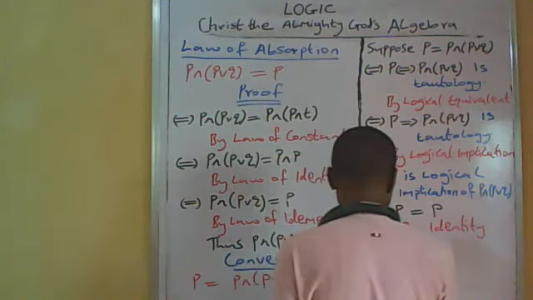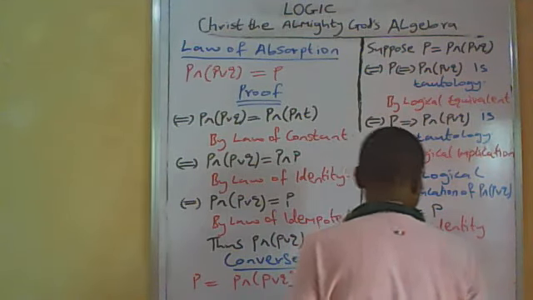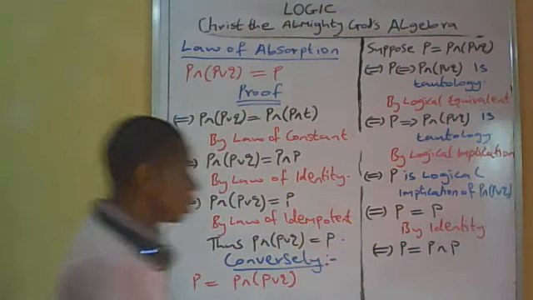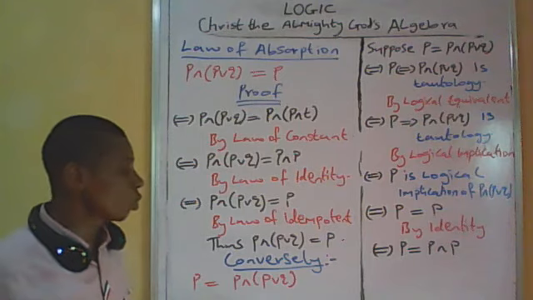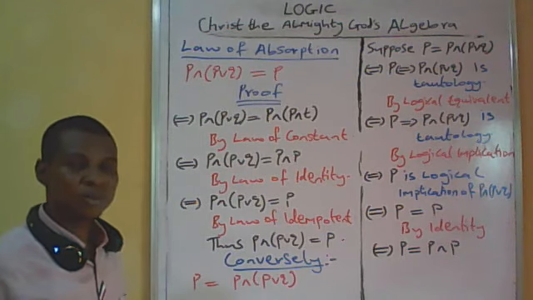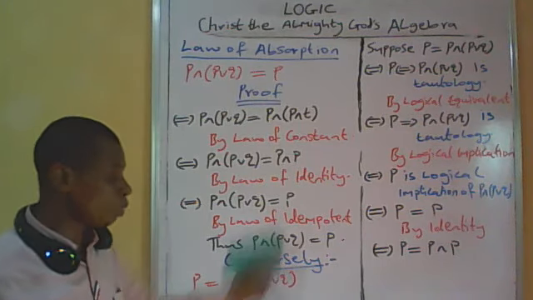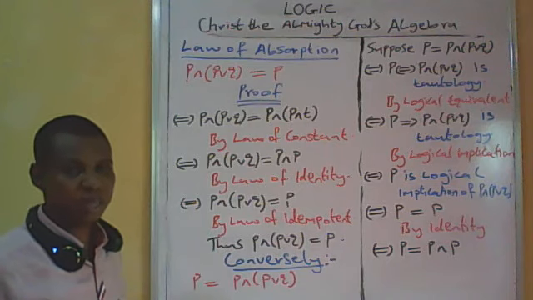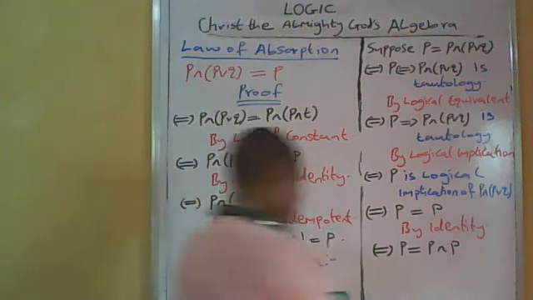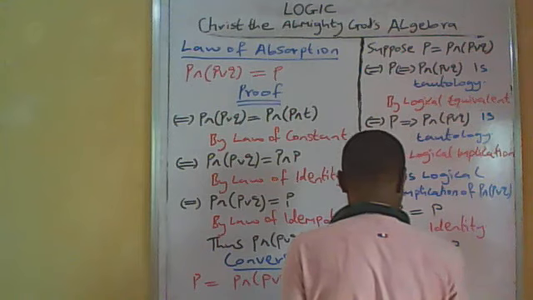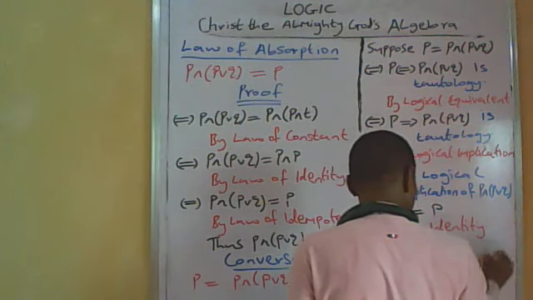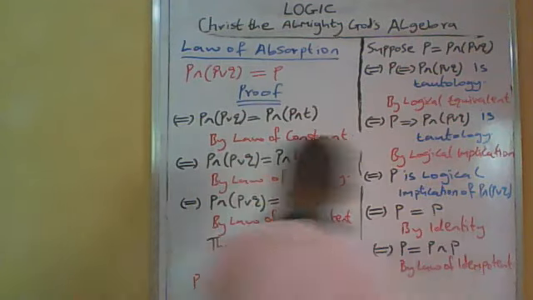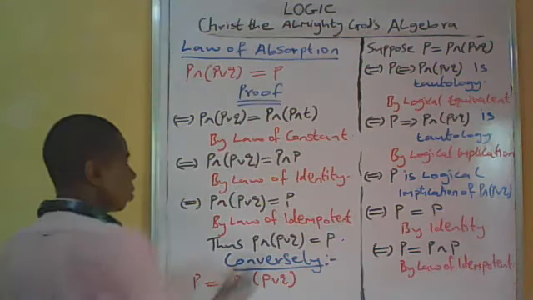So if and only if P is equal to P and the P. Now we explain this P with P and the P through the law of idempotence. Through the law of idempotence, you split P into P and the P. So it is justified by the law of idempotence. Go to this side.